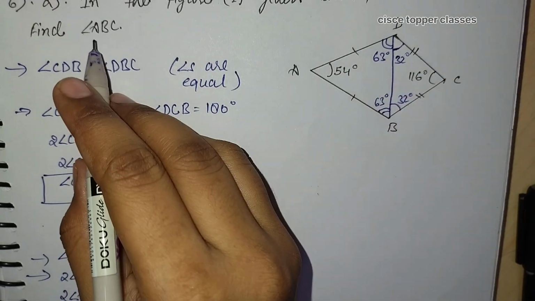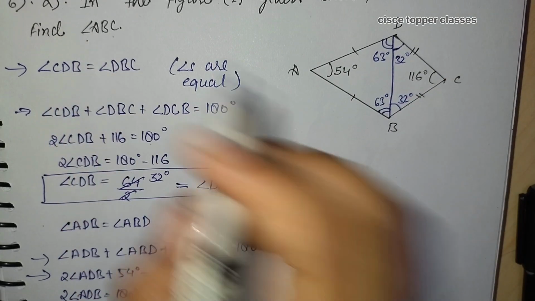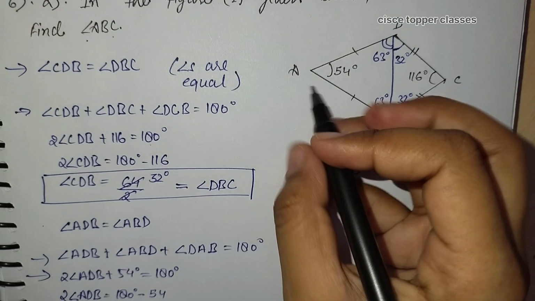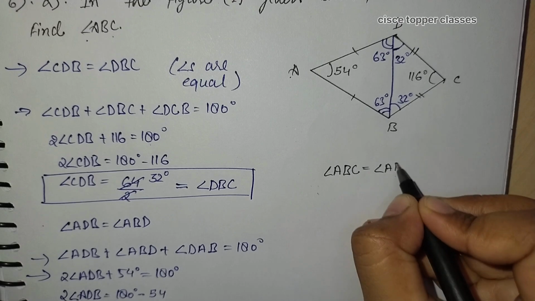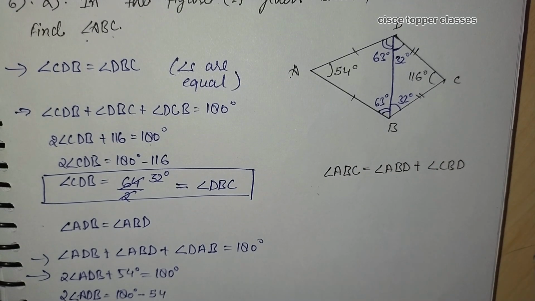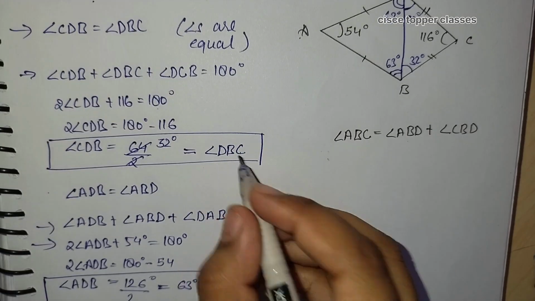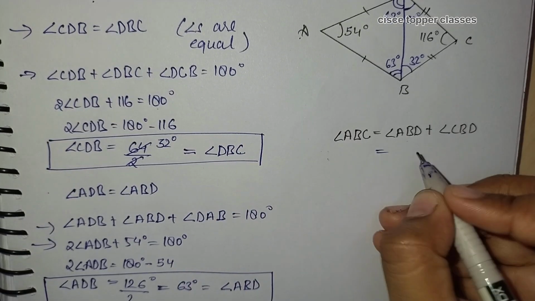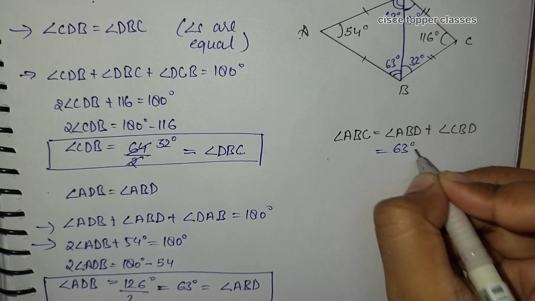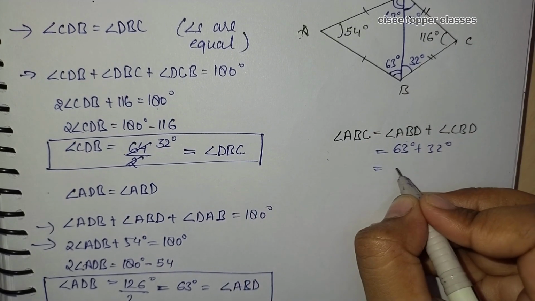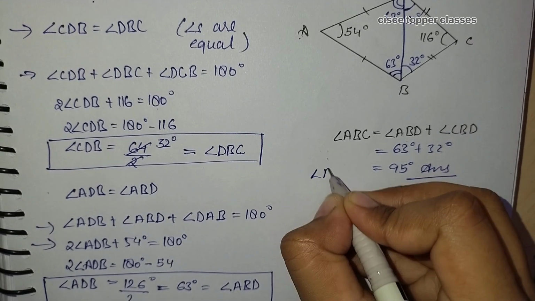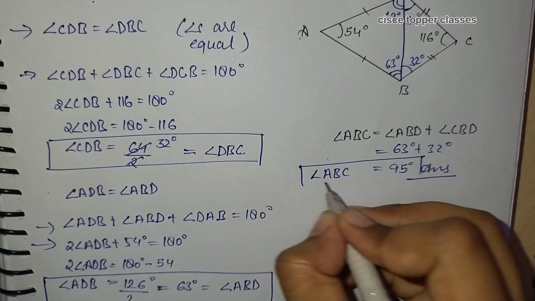Now in this question, we want to find the value of ABC. So angle ABC, from here we can write it as angle ABD plus angle CBD. Here DBC only, and ABD is equal to 63 degrees. So we can simply write this as 63 plus 32, which is 95 degrees as the final answer. So this is the value of angle ABC in this question.